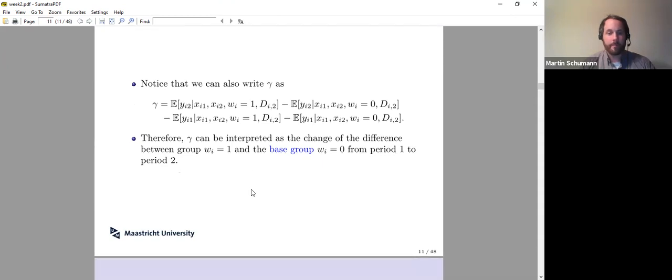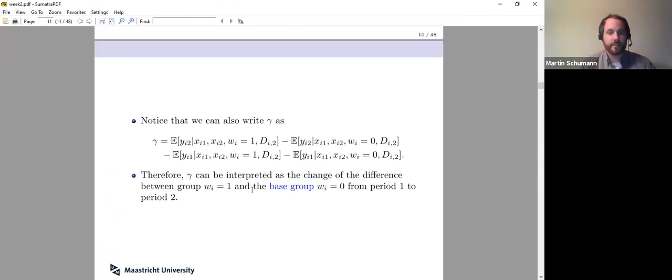Of course, you lose something, but there's still stuff you can do when you have time invariant observed characteristics. Okay, so that's the first part. The next part continues with the random effects model.